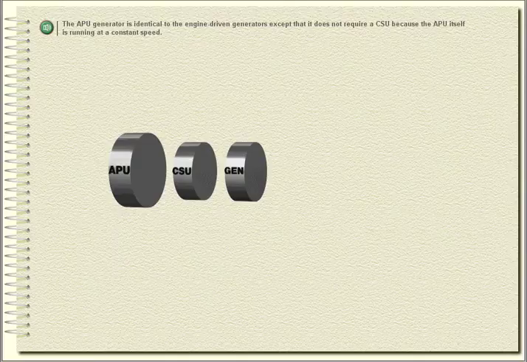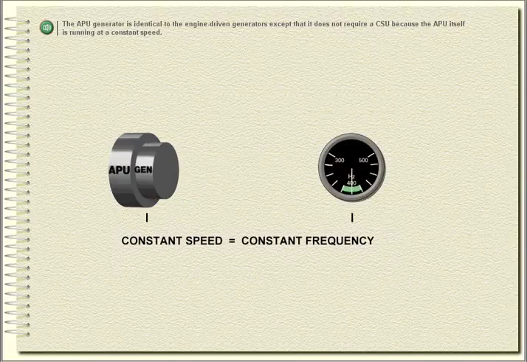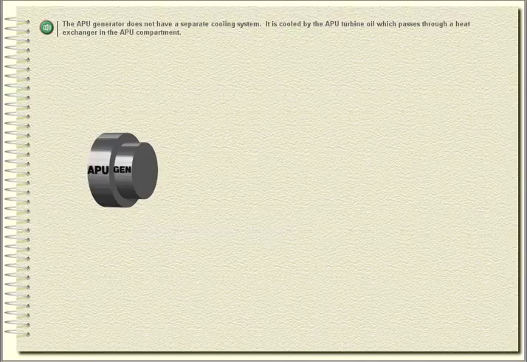The APU generator is identical to the engine-driven generators, except that it does not require a constant speed unit, because the APU itself is running at a constant speed. The APU generator does not have a separate cooling system. It is cooled by the APU turbine oil, which passes through a heat exchanger in the APU compartment.